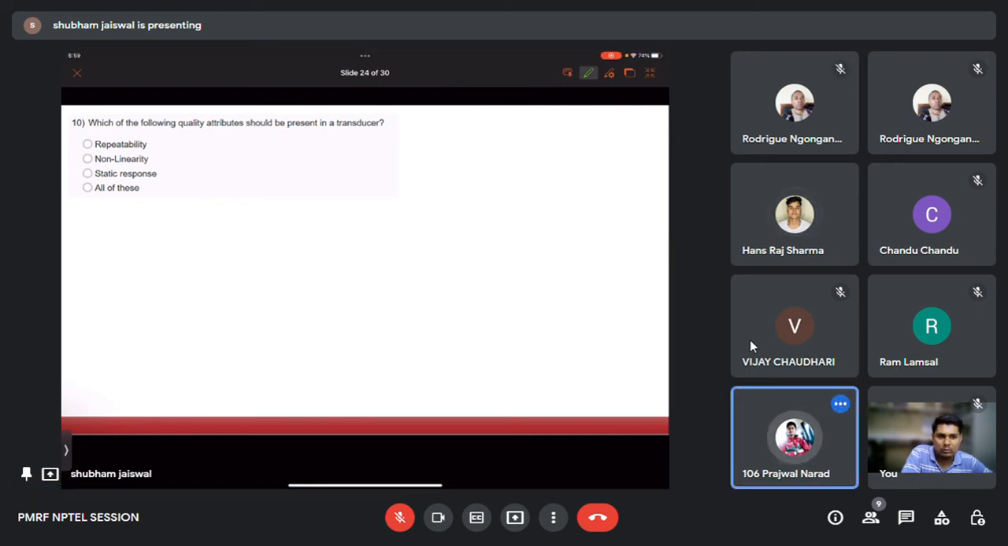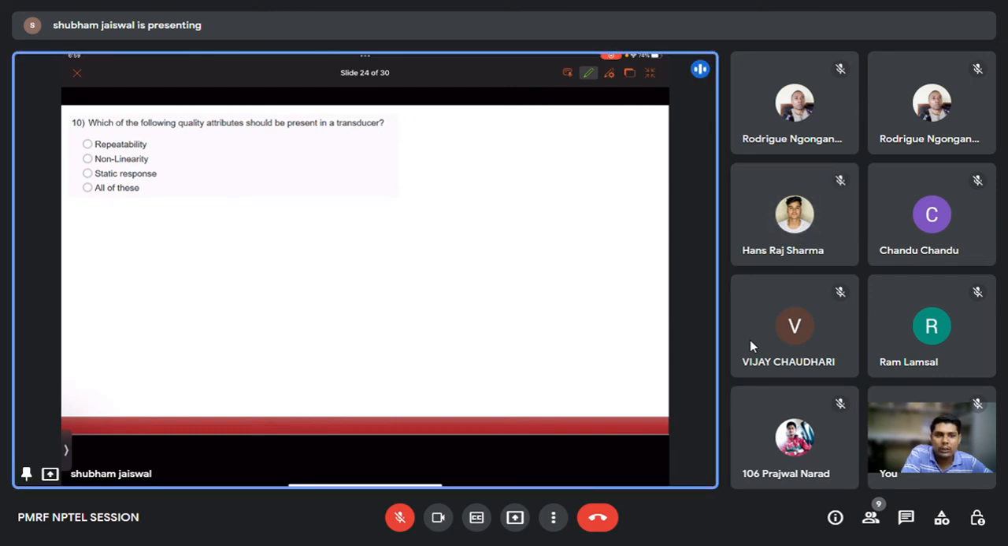Static response. Repeatability. Any other option? So the correct answer to this question is repeatability. If it is non-linear, we can't use it for the measurement. After some time there will be a deviation or error in the measurement. If it only gives the static response, then we can't use that transducer in a dynamic condition.